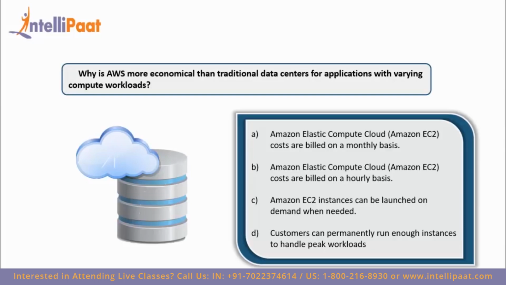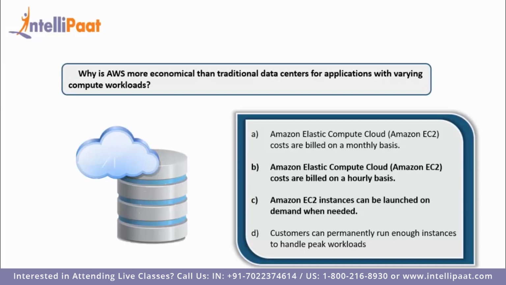Amazon EC2 costs are billed on an hourly basis, which is true. Amazon EC2 instances can be launched on demand when needed, true. Customers can permanently run enough instances to handle peak workloads. All right. So I'll say, because this question is talking about the economical value of AWS, option B and option C are correct. Reason being, you're charged according to the hour, and at the same time you can have them on demand. If you don't need them after 2 hours, just pay for 2 hours, and then you don't have to worry about where that server went, right?